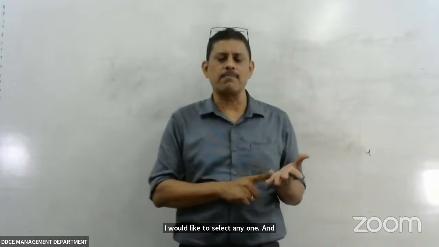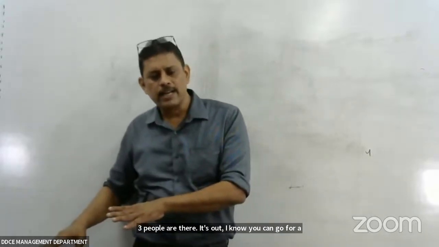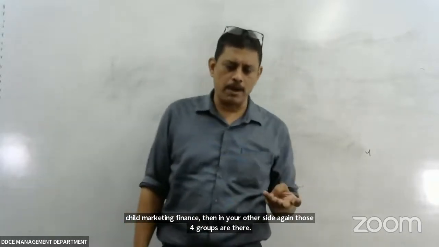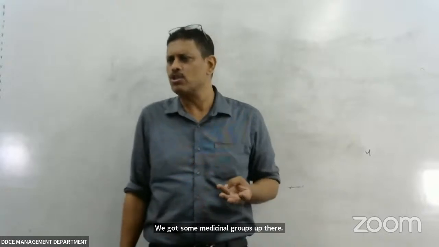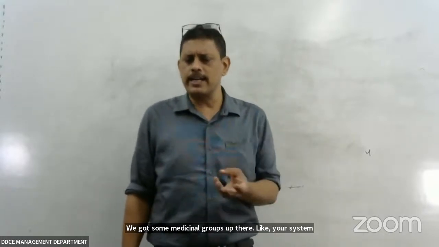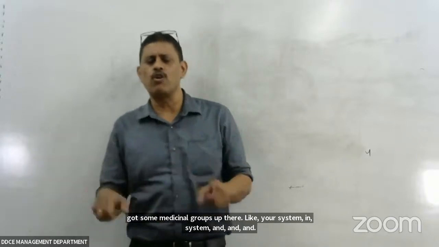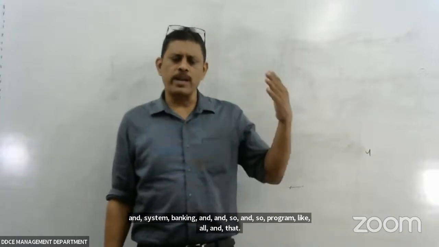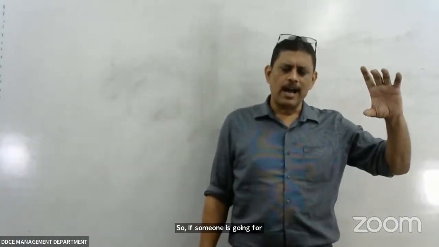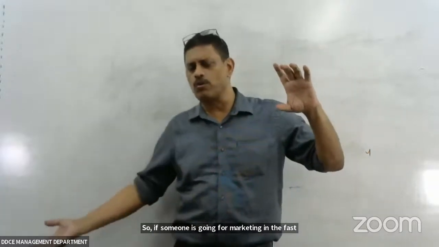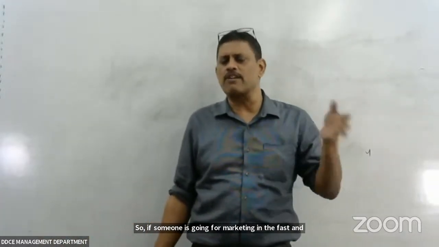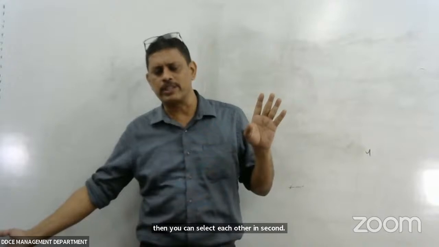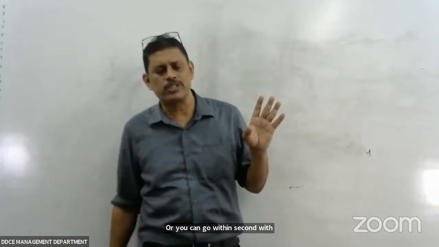Either you can go for HR, marketing, finance. Then on the other side, again those 4 groups are there, with some additional groups. Like system, information system, banking and insurance, I hope, tour and travel, I hope, and dietetics nutrition, I hope. These are the other 4 groups. That means 8 groups are there. So if someone is going for marketing first and you want to go with HR, then you can go with HR second. Or if you want to go with HR first, then in second you go with marketing. Or in second you can go with finance or information system or some other.